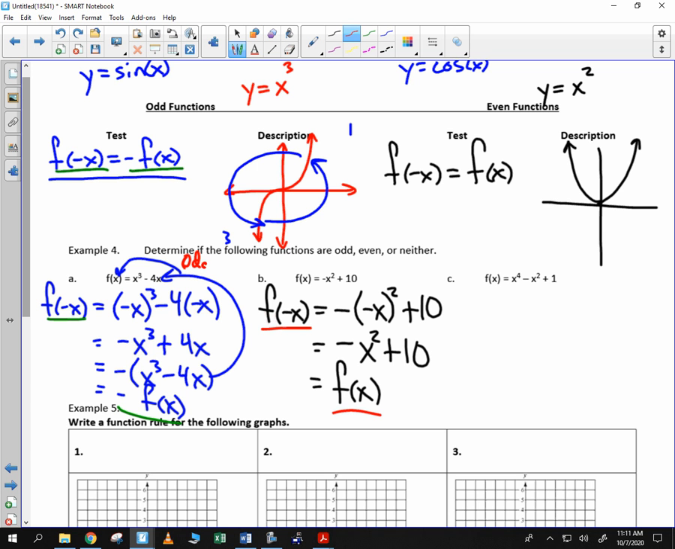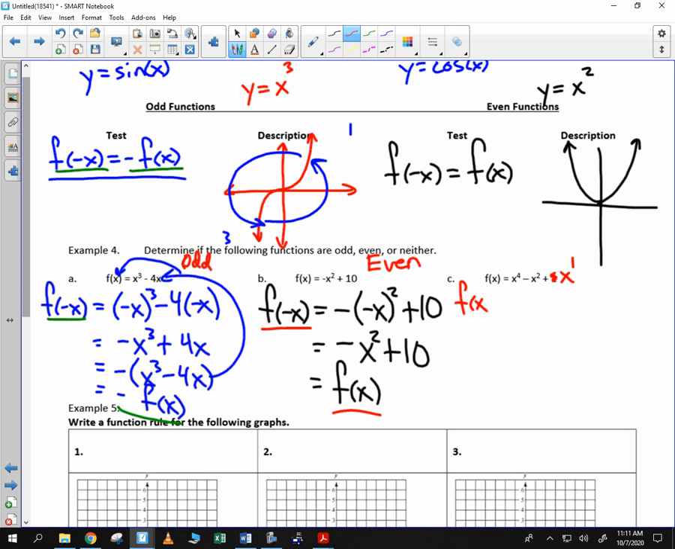So this is odd. This is even. Now the last one, I forget to change this every year. We're going to make it x. As you look, your exponents are 4, 2, and 1. So they're not all odd, and they're not all even. So you can tell that this one should be neither.